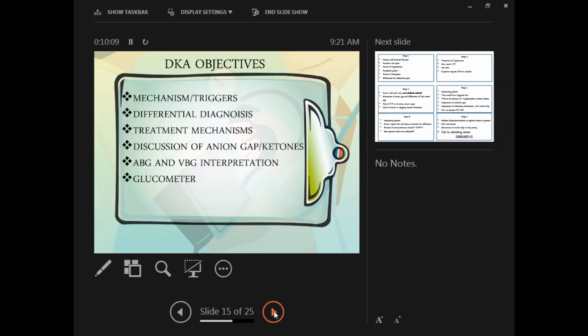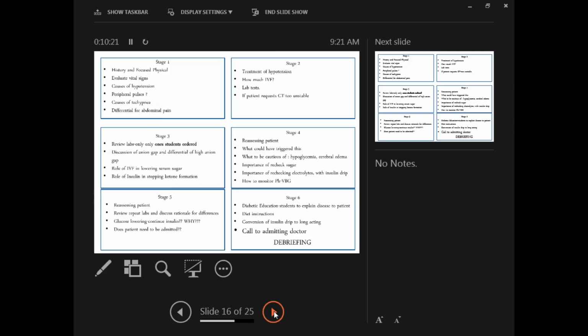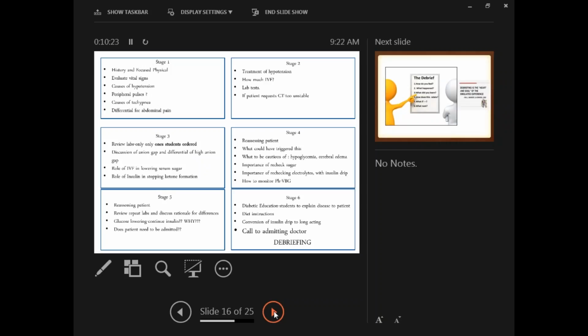The DKA case, so the same kind of objectives. The only real difference is the discussion of what is anion gap, how are ketones formed, and a little bit about ABG interpretations. So this one has the most stages. So again, stage 1 is pretty much the same, except this patient's hypotensive.